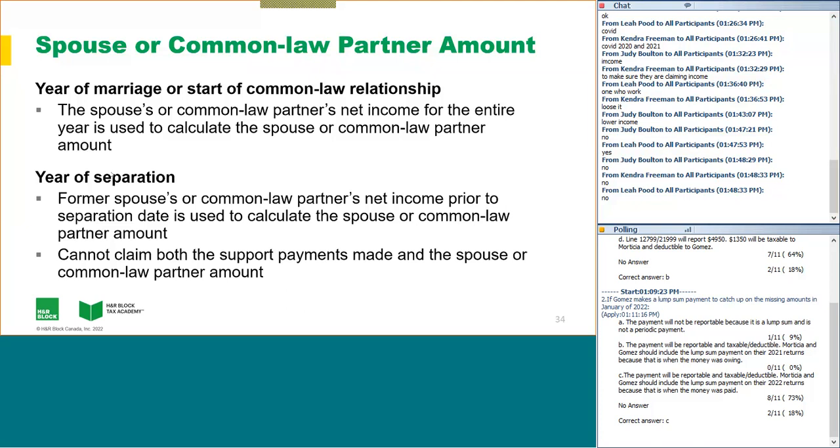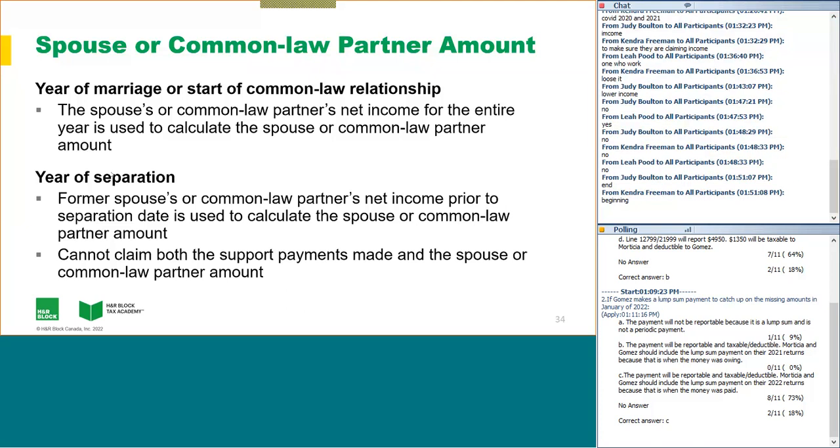It's calculated differently. So in the year of separation, instead of looking at your ex-spouse's income for the whole year, we only need to look at your ex-spouse's income up to the date of separation. So is it better to separate at the beginning of the year or at the end of the year? If you have a spouse and you earn income, is it better to break up at the beginning of the year or the end of the year, assuming you're both working?